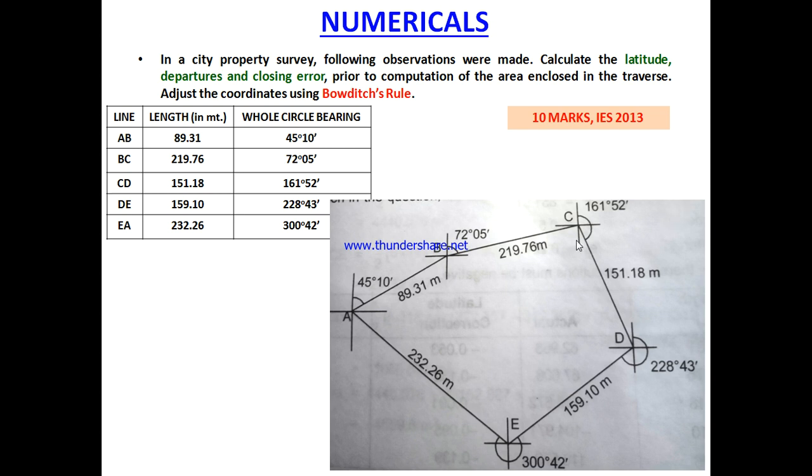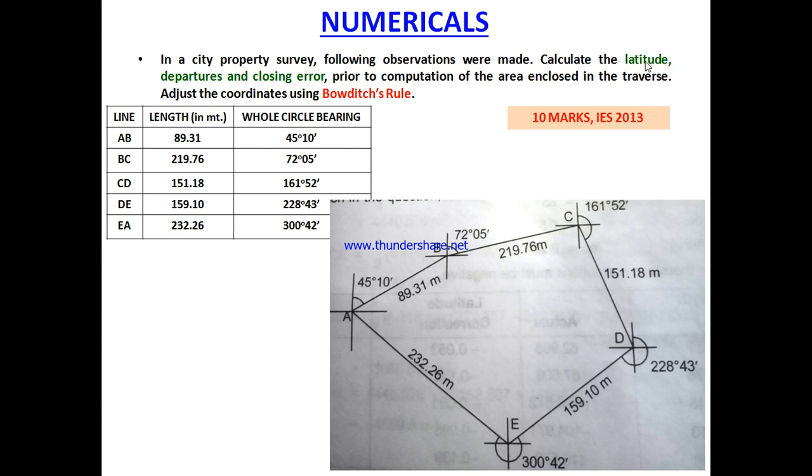See here, AB line: we need to plot it at 45 degree 10 minutes whole circle bearing. In this manner you can easily plot the traverse. You can mention all the lengths which are given here. Now the next task is to calculate the latitude and departure.